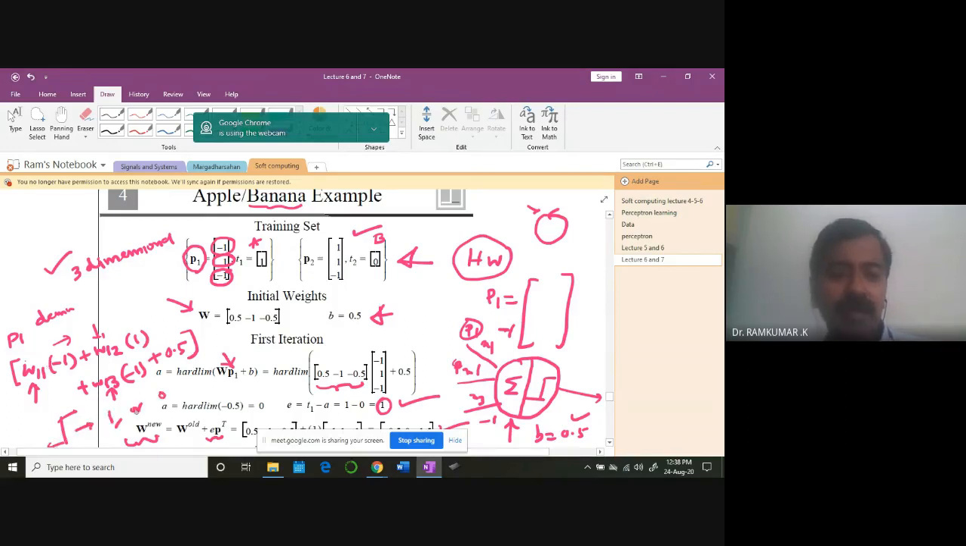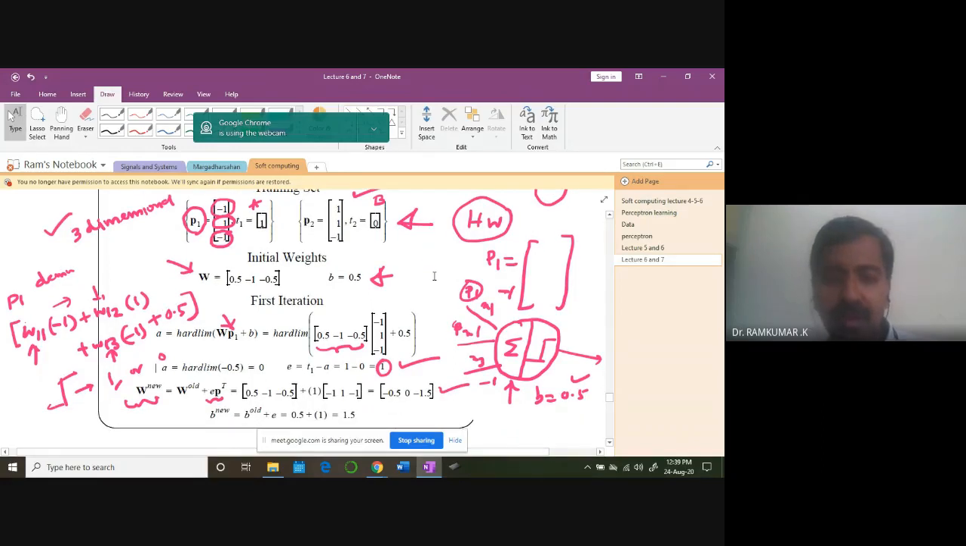For initial random weights, definitely you will not be getting perfect results. You have to update the weights until you get the perfect value. So that's what we are doing here. So look at this. Hardlim of W P1 plus B. The initial random weights are 0.5, -1, -0, and you apply the first pattern, -1, 1, -1, plus B. After multiplying all this, you are getting -0.5.